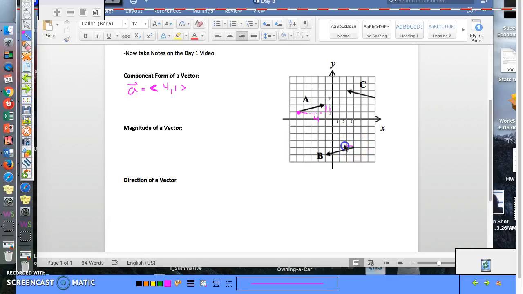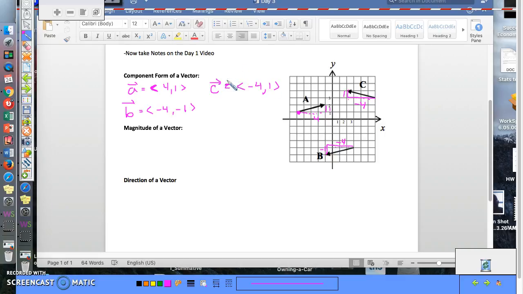So if we were to look at B, 1, 2, 3, 4, backwards 4, and down 1, so B is in the form backwards 4 and down 1. And then C, 1, 2, 3, 4, backwards 4 and up 1. So C would be backwards 4, up 1.